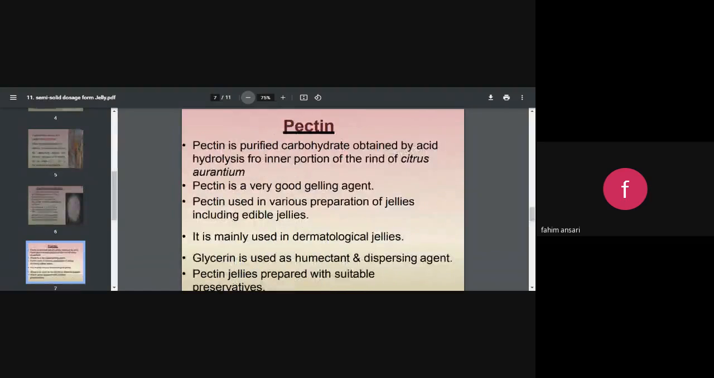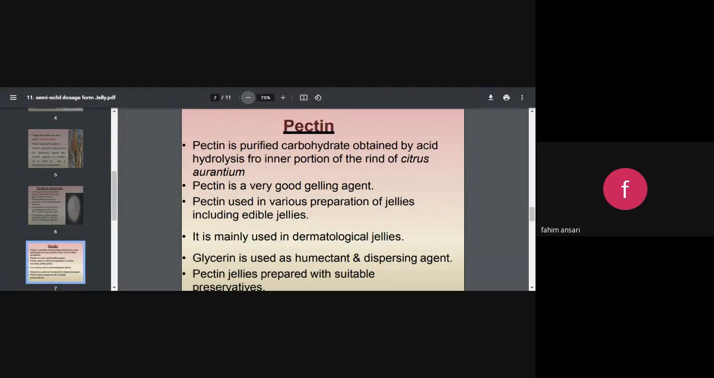Next, after sodium alginate, is the gelling agent pectin. It is also a purified carbohydrate obtained by the acid hydrolysis of the inner portion of the rinds of Citrus aurantium from the plant. It is also a natural gelling agent. It is called a very good gelling agent because the consistency is the same. It is used in the various preparation of jellies, including edible jellies.